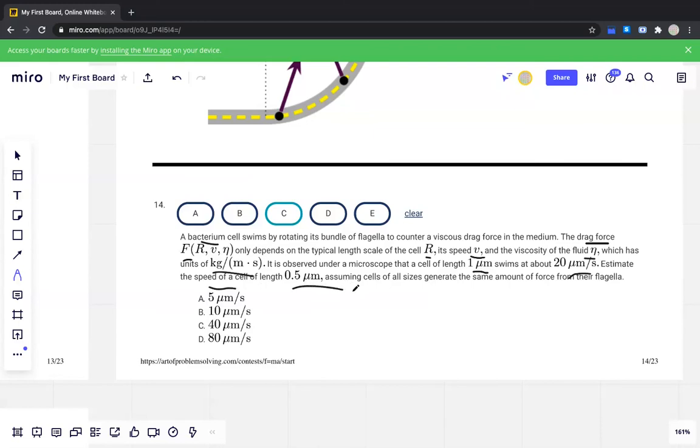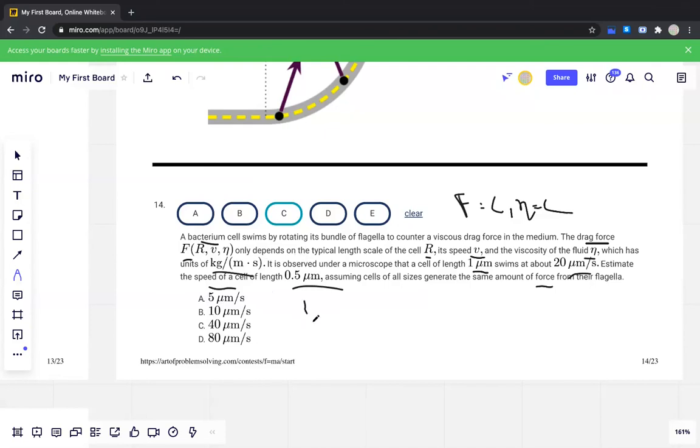And we're given that all cells generate the same amount of force from their flagella. So the drag force F is going to be some constant C, and the viscosity is also going to stay constant. So the only thing that's changing is its length and the speed. So this is obviously a dimensional analysis question because we're given the force and what it's dependent on.